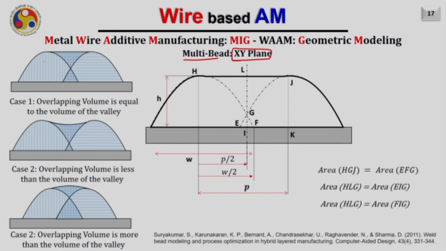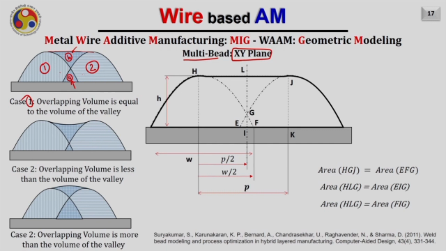So for example, this is the first bead we are depositing and this is the second bead. In that case, there will be three cases. One is that your overlap is optimal and the final shape which you are obtaining is having a flat surface here. In that case, the volume of this region, I am writing by A, will be equal to the volume of this region. In other words, the overlapping volume A will be equal to the volume of the valley.